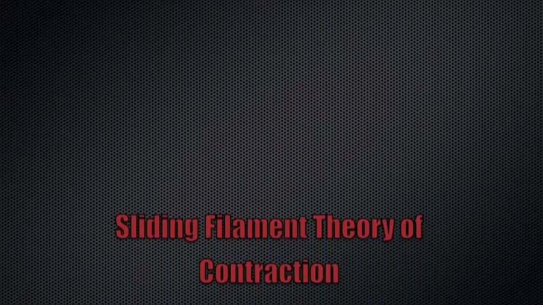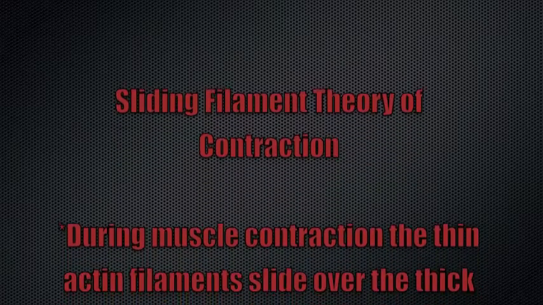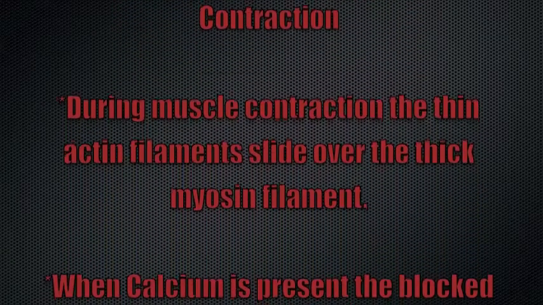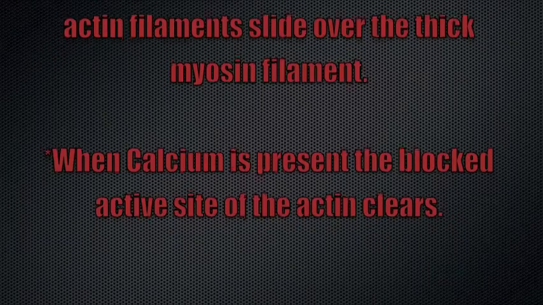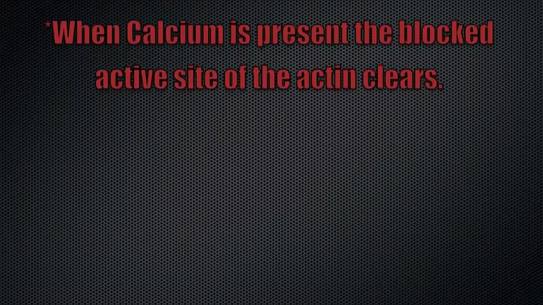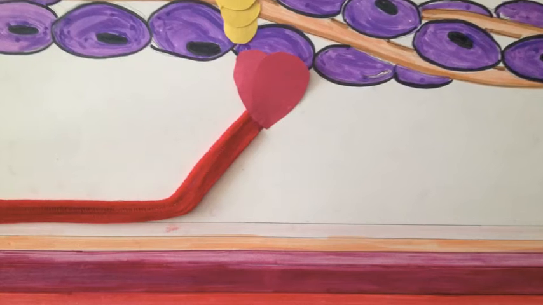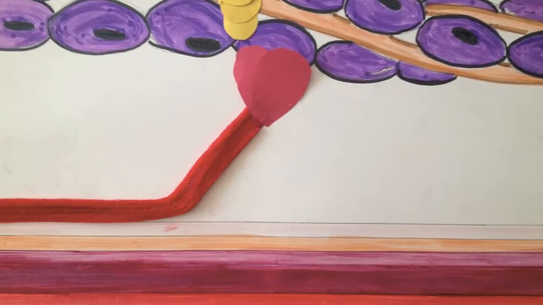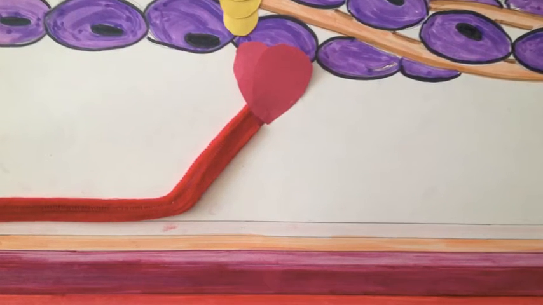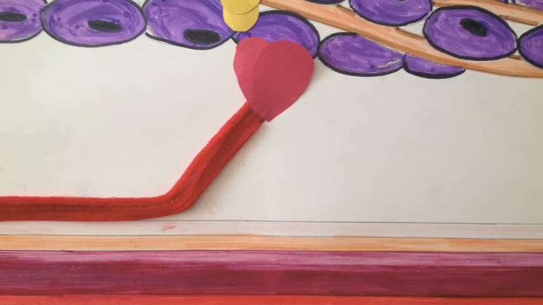Sliding filament theory of contraction. During muscle contraction, the thin actin filaments slide over the thick myosin filaments. When calcium is present, the blocked active sites of the actin clear. The myosin head is the red bulb you see in the picture. It is in a high energy configuration from ADP. The myosin cross bridge attaches to the actin myofilament.